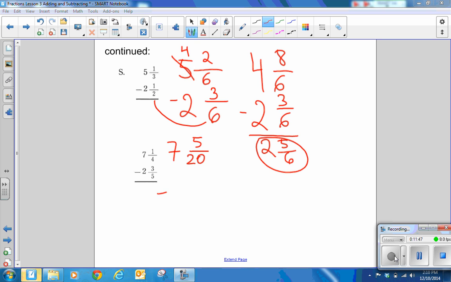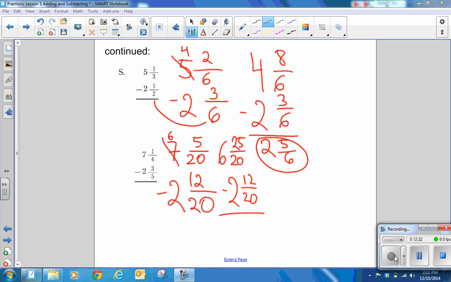Now let's do the same for the other number. I have 2 and 3/5. 5 times 4 is 20. So 3 times 4 is 12. Now again, I can see that I cannot take 12 away from 5. That's why I'm going to borrow 1 from 7 and rewrite my fraction as 6 and 25/20ths. Then I can take away 2 and 12/20ths.